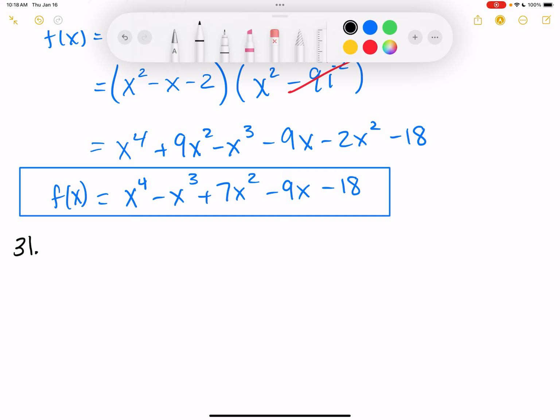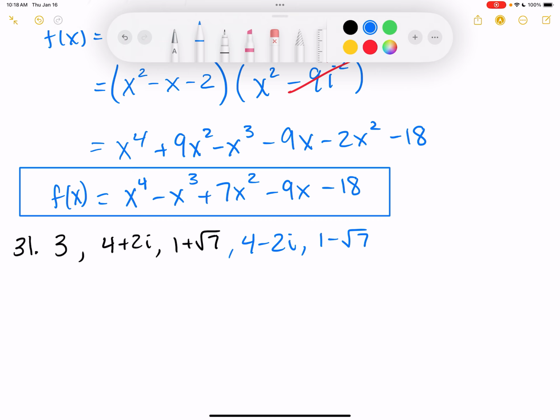31. The zeros that are given are 3, 4 plus 2i, and 1 plus the square root of 7. Alright, so if 4 plus 2i is a 0, 4 minus 2i also has to be one. And it's the same for the square root too. If 1 plus the square root of 7 is a zero, 1 minus the square root of 7 also is.